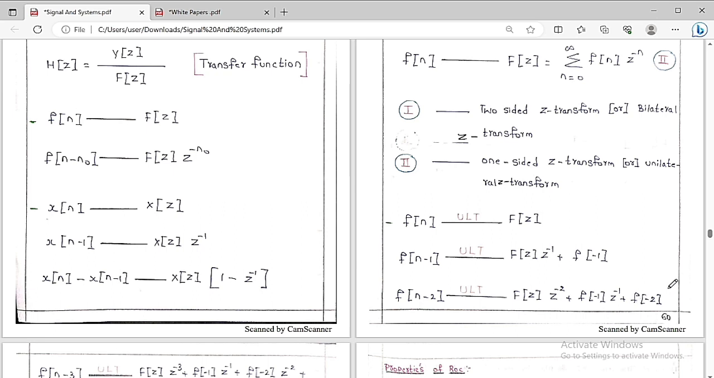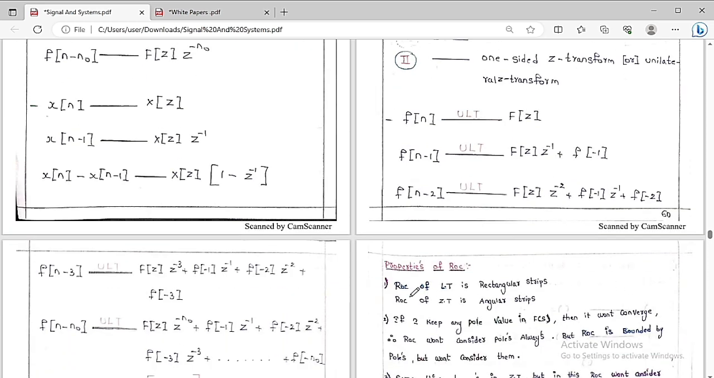Z to the power of minus 0 is nothing but simply 1. And f of n minus 3, if you apply the unilateral Z transform, we are going to get f of z into z to the power of minus 3 plus f of minus 1 into z to the power of minus 1 plus f of minus 2 into z to the power of minus 2 plus f of minus 3. So f of minus 3. This point we have to keep in mind.